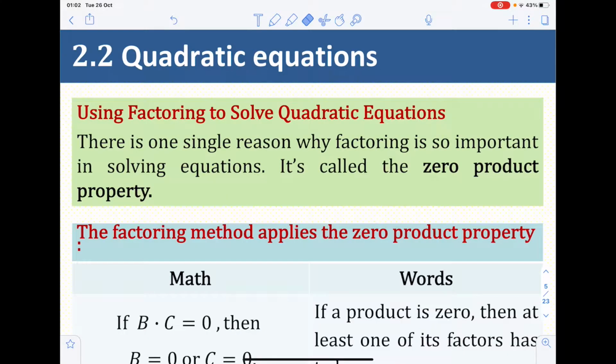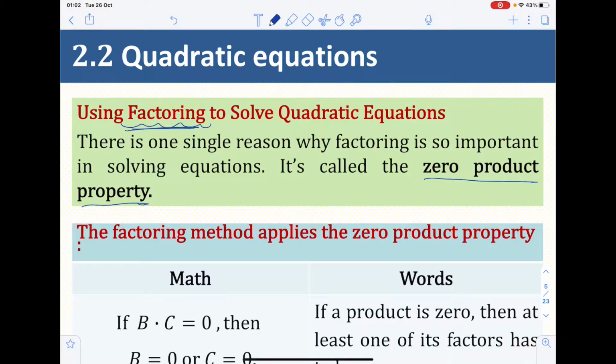Okay, now how can we solve the quadratic equations? The first method of solving the quadratic equations is by using factoring. We already talked about factoring in chapter 1. Now, how can we use factoring to solve the quadratic equation, or why do we use factoring? We use factoring because we want to reach the zero product property.